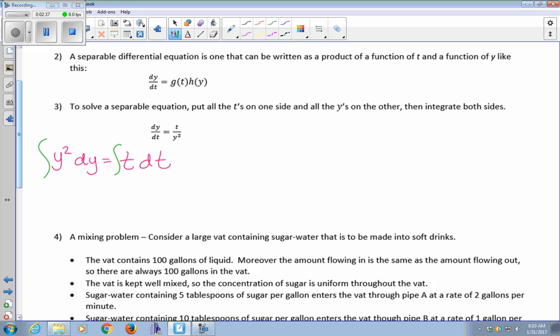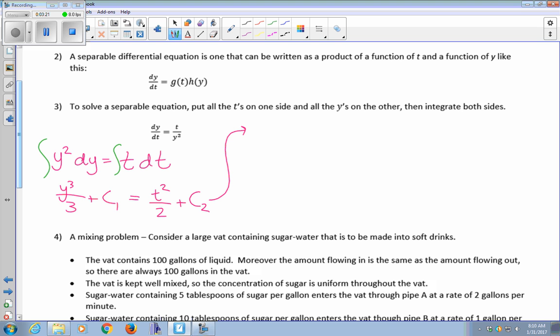All right, so what's the antiderivative of y squared? Y cubed over 3 plus c, right? There's going to be a lot of c's floating around, so I'm going to call this c1. And what's the antiderivative of t? T squared over 2. I have to add an arbitrary constant to that also, so I'm going to call that c2. Now, to finish solving this equation, I just have to solve for y. I just have to get y by itself, and I'll have a function y in terms of t that solves my differential equation.